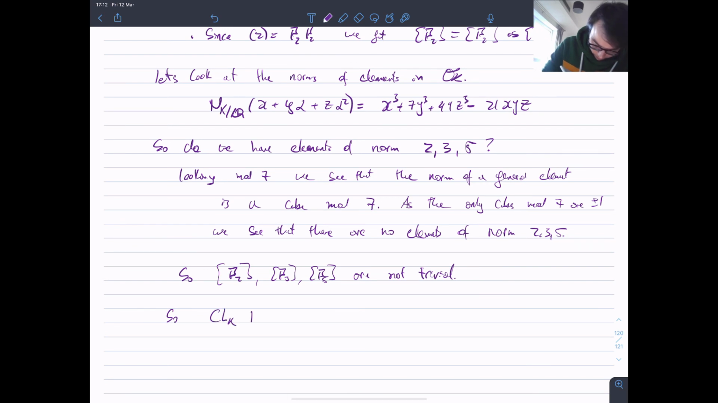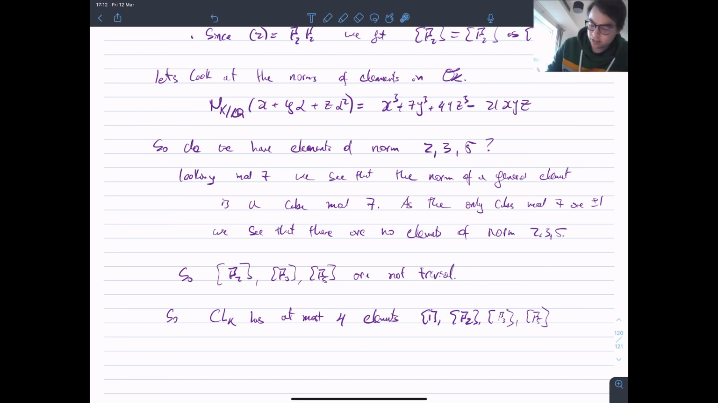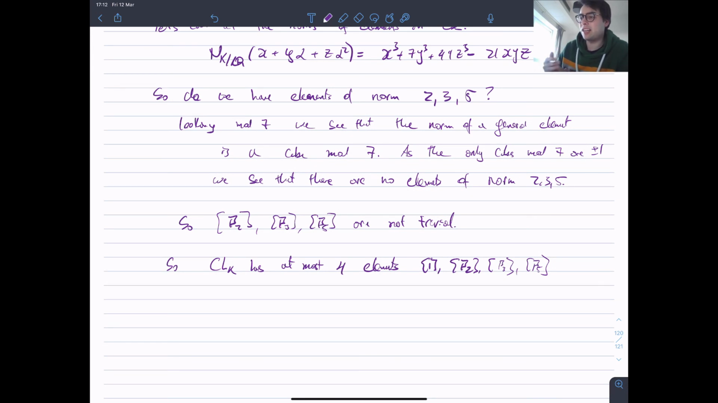The class group of K has at most 4 elements. We have either the identity, or these other things here, but we don't know if these elements are distinct. For all we know, two of these ideals could generate the same class in the class group, i.e. they could differ by a principal ideal. So we need to figure this out.